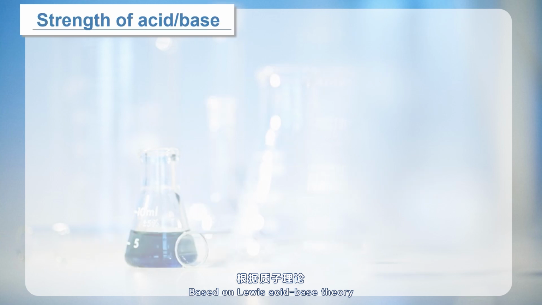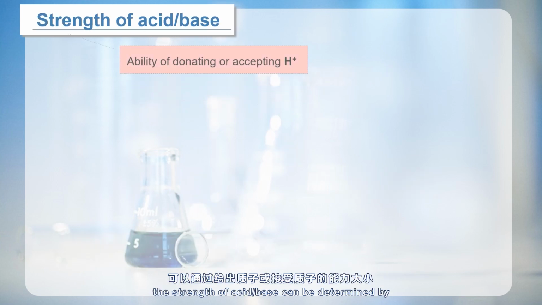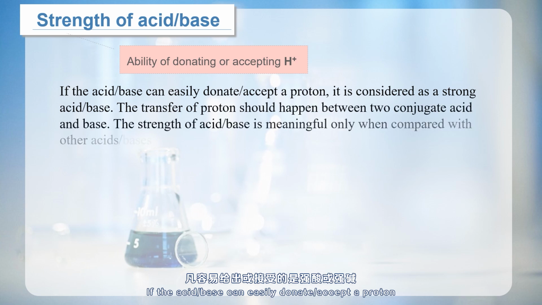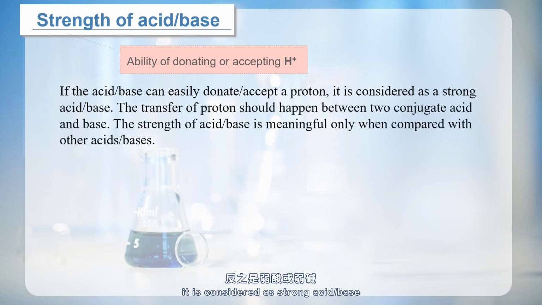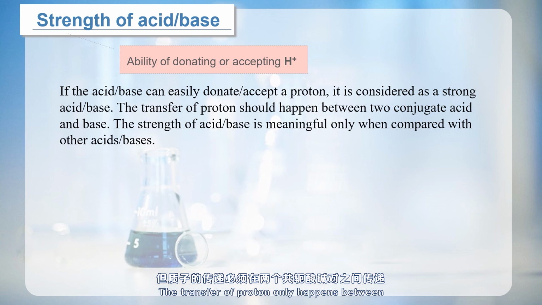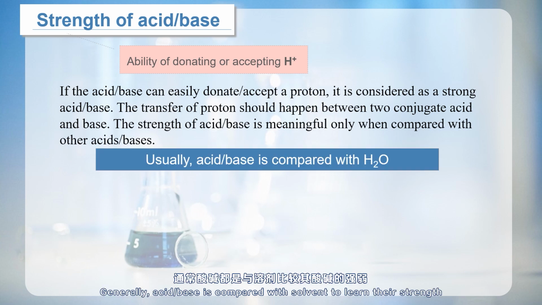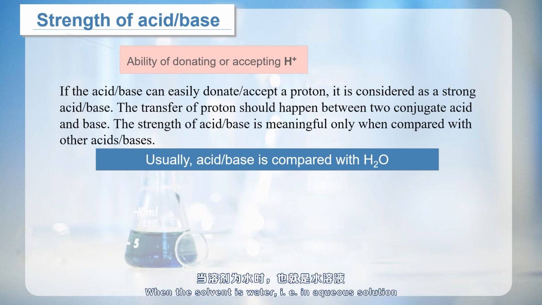Based on Lewis' acid-base theory, the strength of acid or base can be determined by their ability of giving or accepting proton. If the acid can easily donate a proton, it is considered as strong acid. The transfer of proton should happen between two conjugated acid and base. The strength of acid is meaningful only when compared with other acid. Generally, acid or base is compared with solvent to learn their strength. When the solvent is water, that is, in aqueous solution, it is to compare with water.